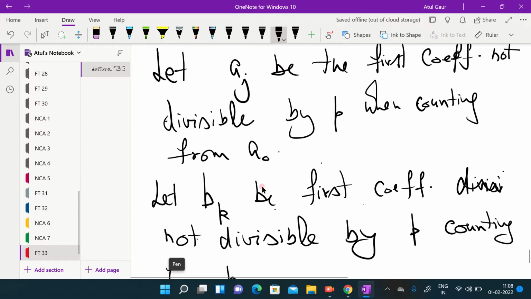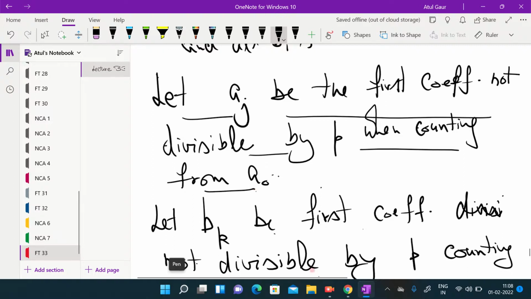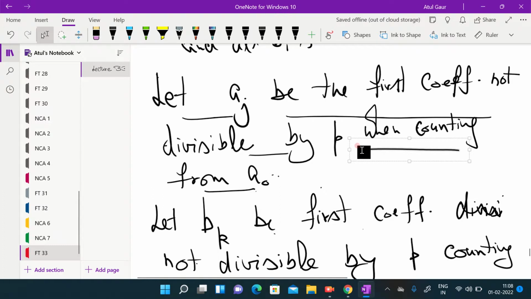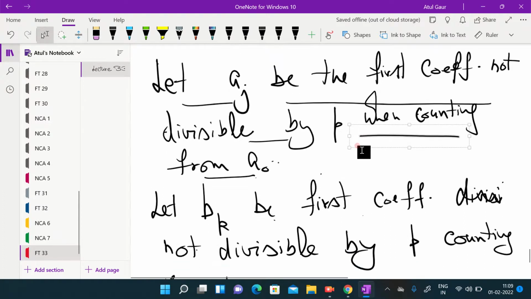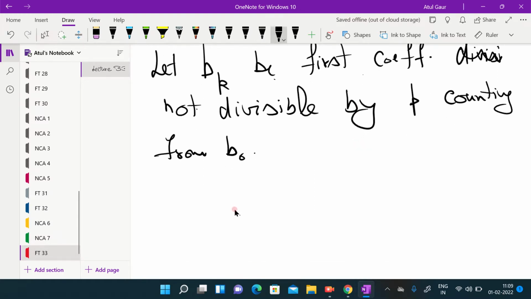That means what? Look at this. Aj be the first coefficient not divisible by P. What is the meaning of this? Anyone? Sir, till Aj minus 1, they can be divisible by P. Perfectly. All right. So that means A0, A1, A2, Aj minus 1, they all are divisible by P and Aj not. Similarly for B0, B1, B2, Bk minus 1.